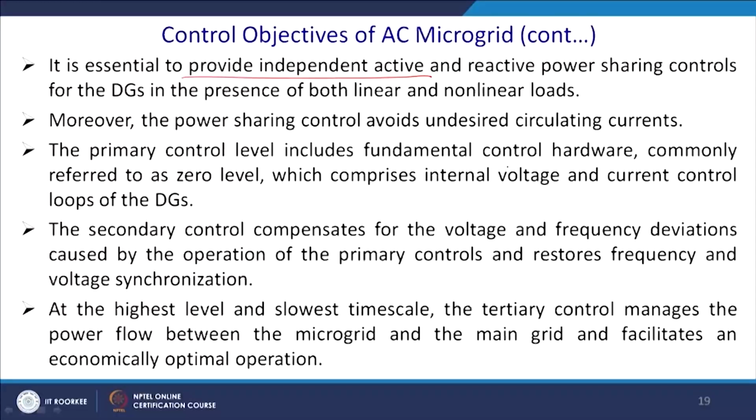The primary control level includes the fundamental control of hardware, commonly referred to as level zero, which comprises the internal voltage and current control loops and distributed generators. Secondary control mainly compensates the voltage and frequency deviation caused by the operation of the primary control and restores the frequency and voltage synchronization. And at the highest level, that is the slowest time scale, the tertiary control manages the power flow between the microgrid and the main grid and facilitates an economical operation in this case.